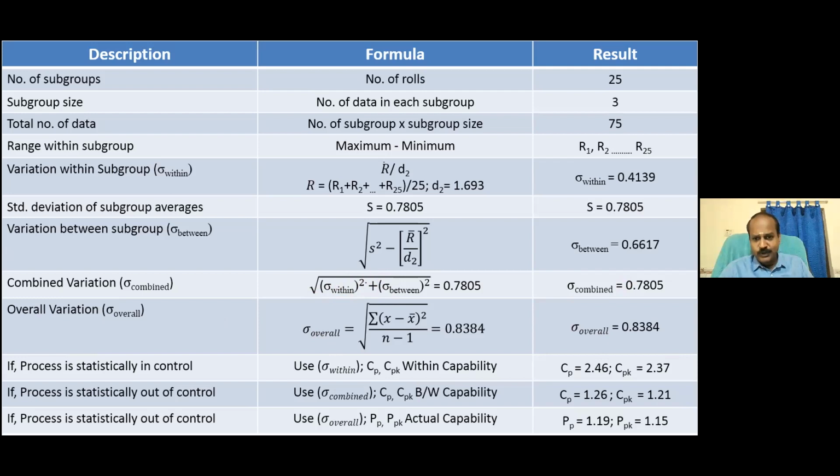Now, do you have all the standard deviations we talked about in your hand? Yes. Use whatever you want, and then all the capability will be in your table. All that is now required is that you should know which one speaks what. Clear? Now CP is 2.46, CPK is 2.37. Right? This is within capability.